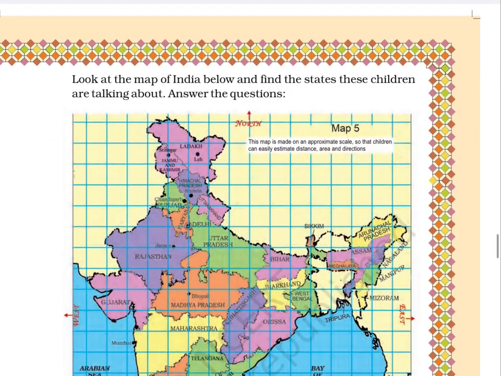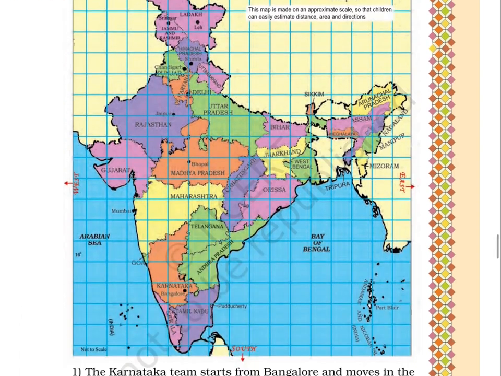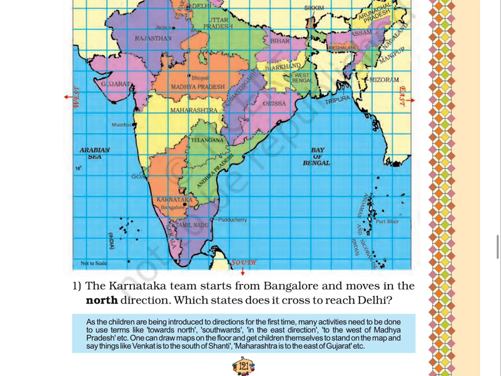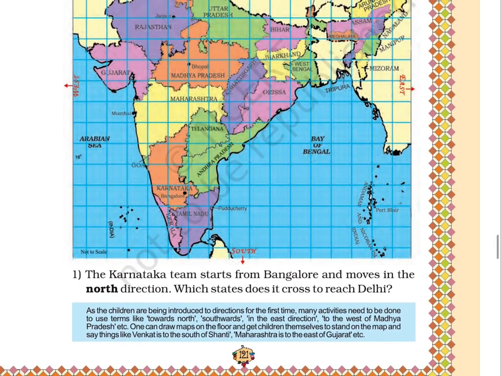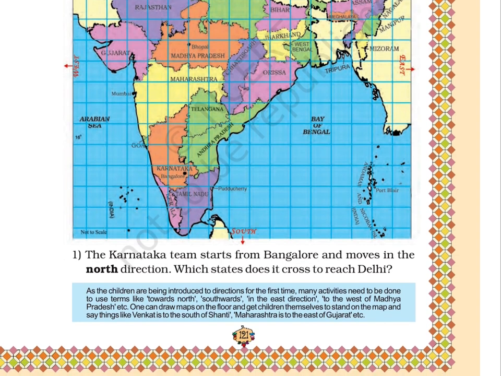Observe the map of India given here and find the states these children are talking about. Answer the questions. Below this is Map 5, the map of India. All the 4 directions are marked. The country with all its states and their capital cities is marked, and we also see the Arabian Sea, Bay of Bengal, etc. as the water bodies surrounding the great nation. 1.